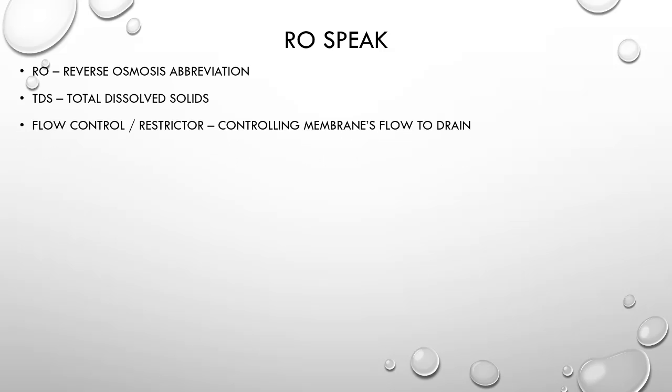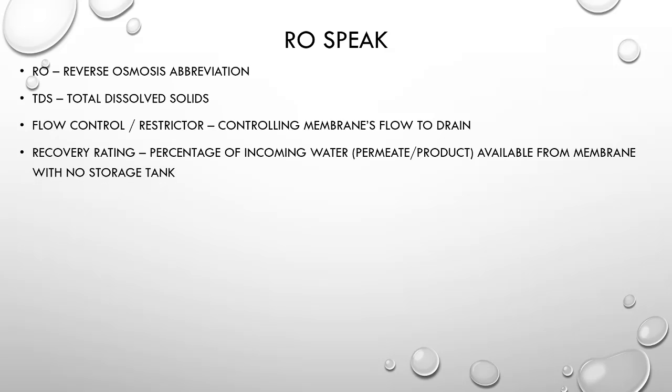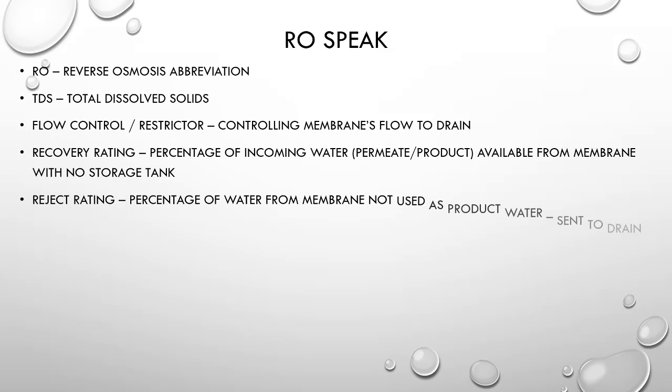We use TDS as a measurement of the water, or I should say the measurement of the RO water quality, or lack thereof. Flow control, or restrictor, this controls the flow to drain of the concentrate out of the membrane. This must be a predetermined amount based on the membrane size. This is an important part, as this flow restriction is what will force the feed water to travel through the membrane to the permeate tube at the appropriate flow rate and pressure.